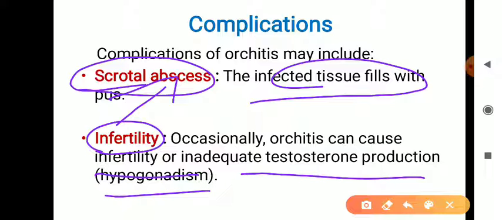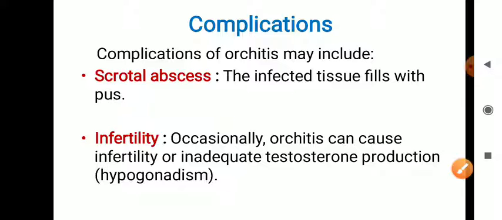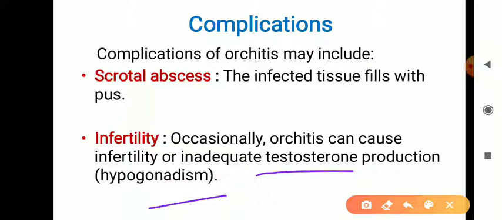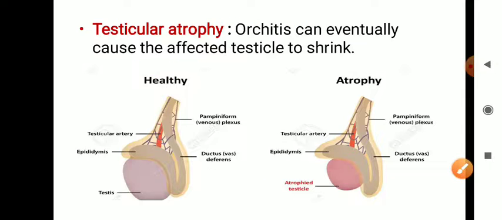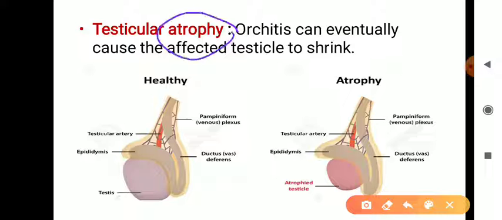Means the testis is an organ that helps in spermatogenesis. So because of the imbalance in the gonadism or testosterone production, spermatogenesis will not be there, so it will cause infertility. Next complication is testicular atrophy. Orchitis can eventually cause the affected testicle to shrink. Means due to less blood supply, it will cause the testicle to shrink.